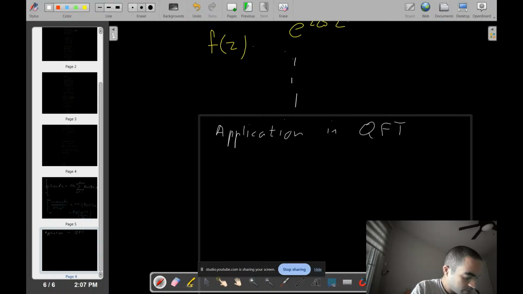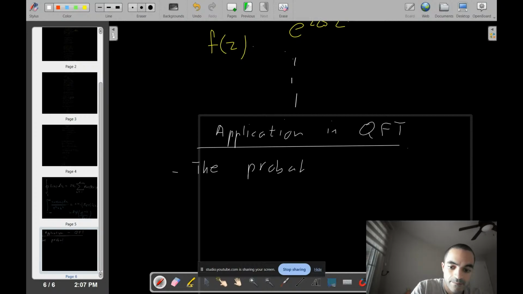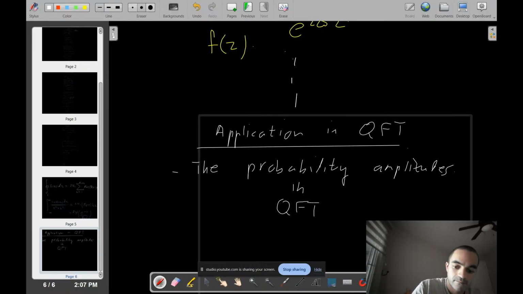Okay, they can be used, right? So for the probability amplitudes in QFT, in quantum field theory, mainly for particle movement. Okay, it's pretty interesting.